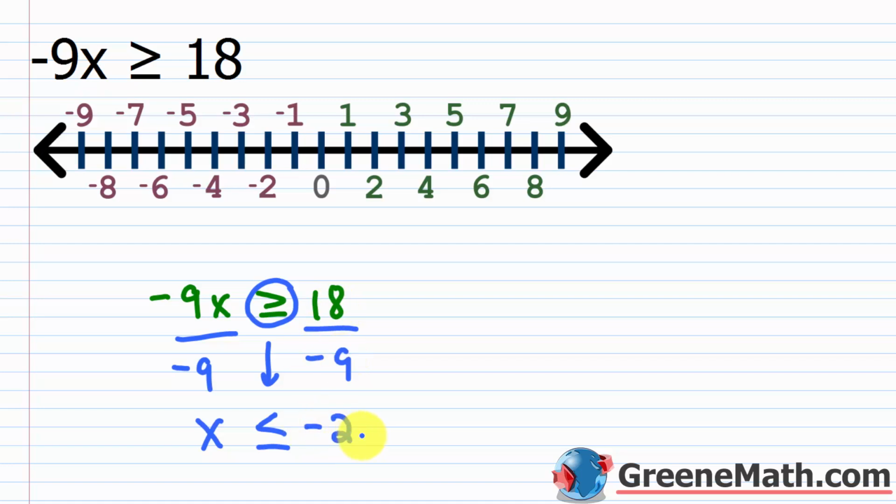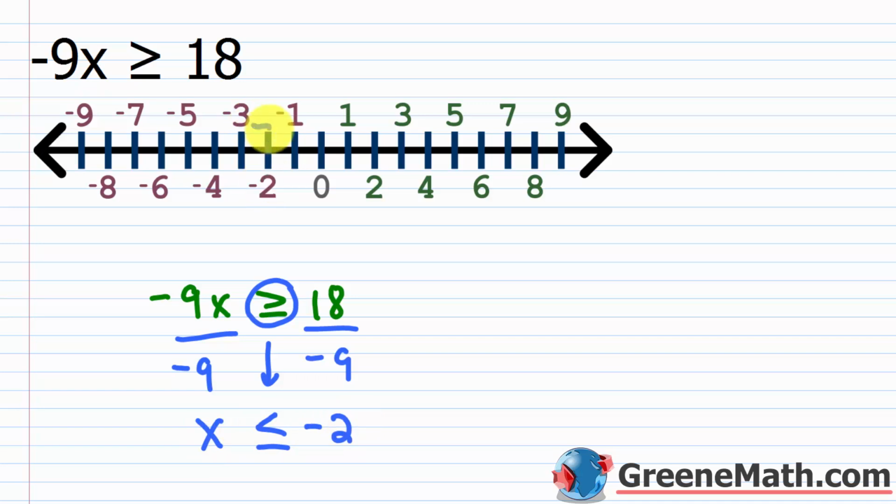Okay? If you forget to flip the direction of the inequality symbol, you will absolutely get the wrong answer. So you've got to make sure if you're multiplying or dividing both sides of the inequality by a negative value, you flip the direction of the inequality symbol. Very important. So graphically, if x is less than or equal to negative 2, negative 2 is the boundary.